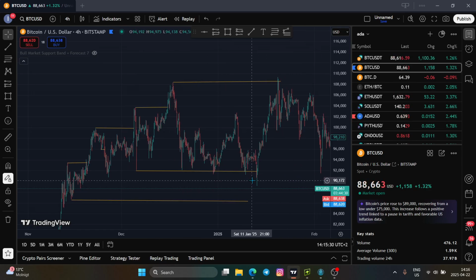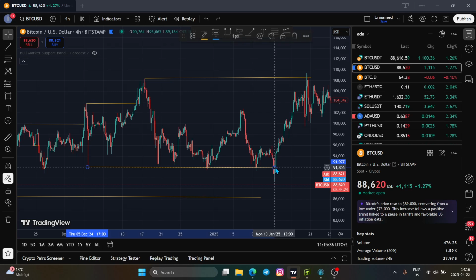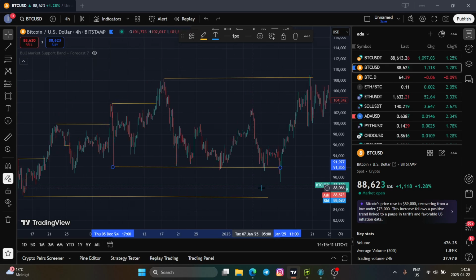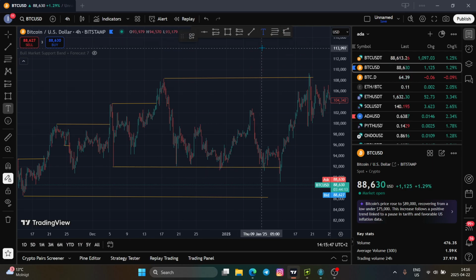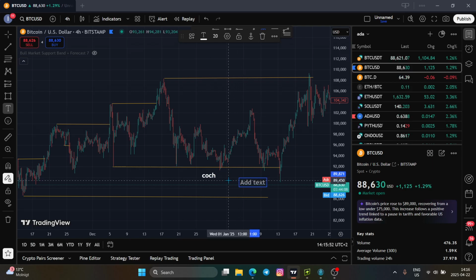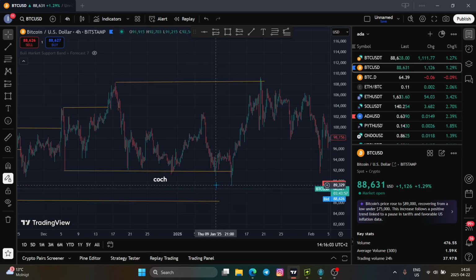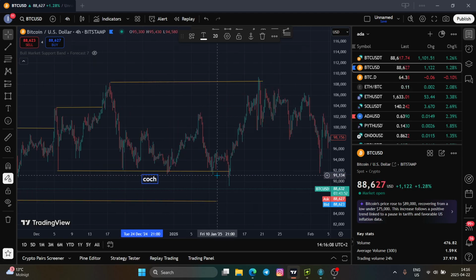As you can see, as soon as we've broken this, this low has been broken with this candle with the body. As soon as it's broken, this is called a CHoCH, a change of character. Let me write it down. So this is a CHoCH, a change of character. As soon as we get a change of character in any stock or any crypto, we are on a trend reversal.